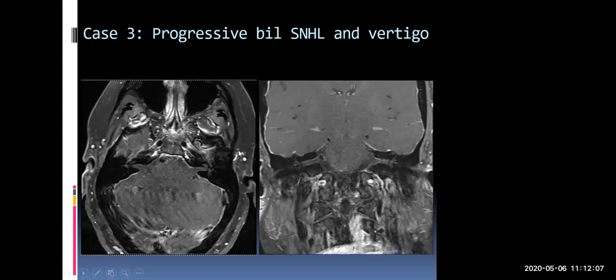This is a very challenging case. It's a difficult case. A 30-year-old woman presenting with progressive bilateral sensorineural hearing loss and vertigo. What you're looking at is a post-contrast T1. You can see with fat suppression, the fat is suppressed, the fluid is dark. You can see the turbinates are enhancing.